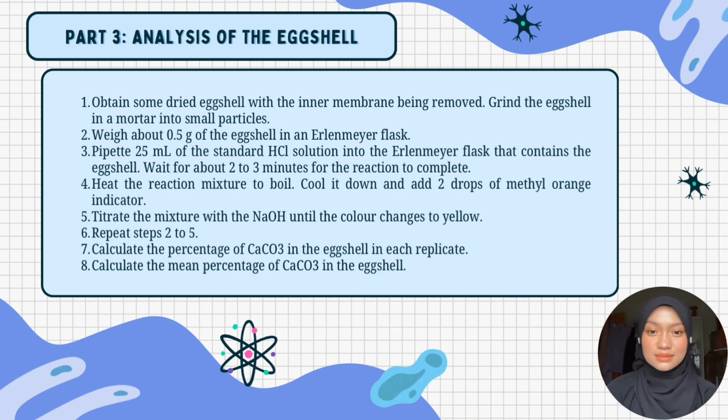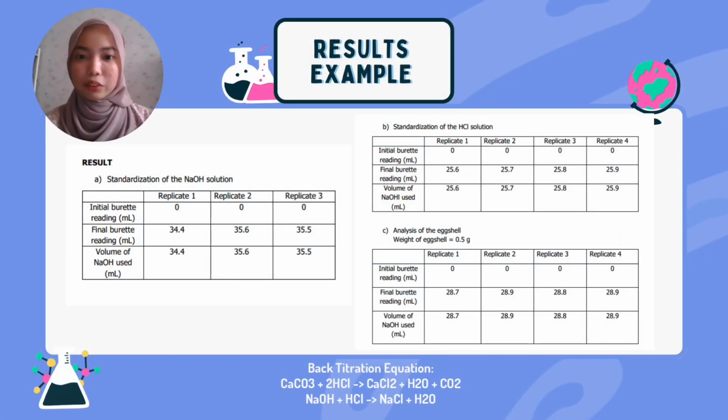Then we can calculate the percentage of calcium carbonate in the eggshell in each replicate. Lastly, calculate the mean percentage of calcium carbonate in the eggshell. For the results example, we have prepared 3 different tables. The first one is the standardization of the sodium hydroxide solution. The second one is the standardization of the hydrochloric acid solution, and the third one is about the analysis of the eggshell. For this procedure, we weighed the eggshell to be 0.5 gram.